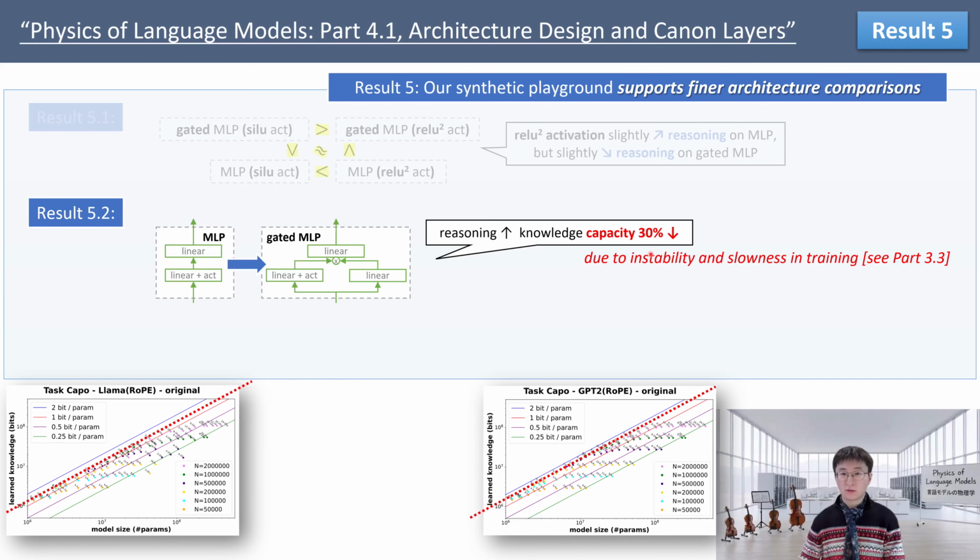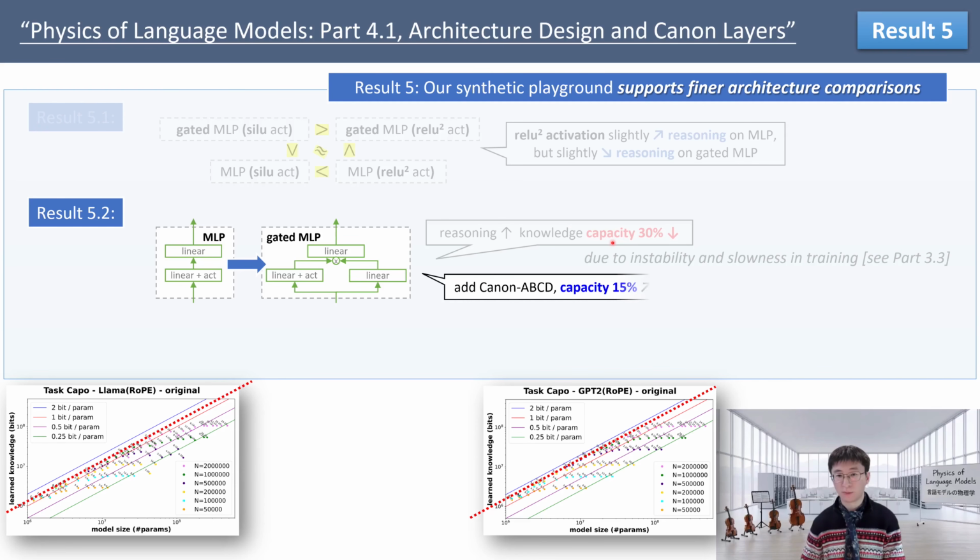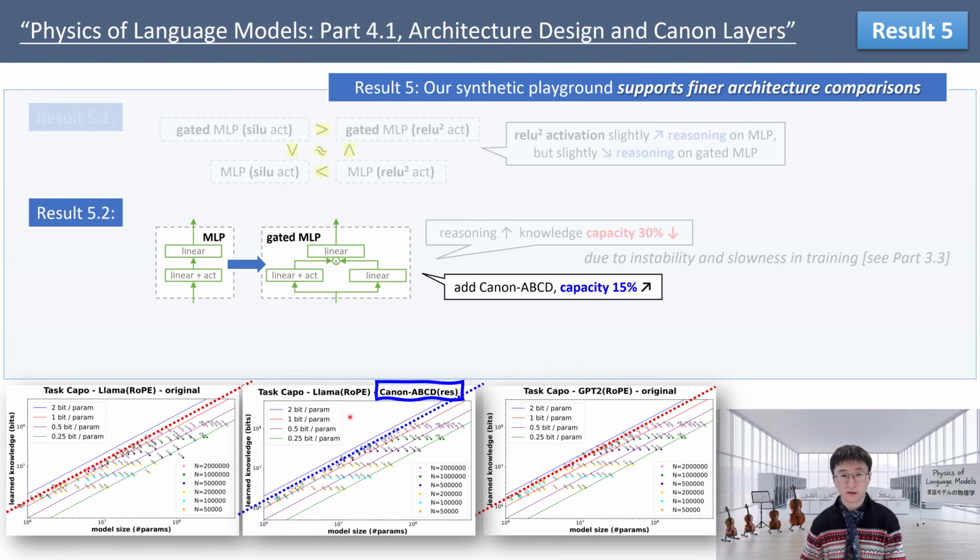The reason for that, which we studied very closely in the prior work, is that making the MLP gated is going to make the training a little bit unstable, and therefore it's learning the knowledge slower than before. So that was the cause for this capacity drop. But now comes the interesting new result: adding the Canon layers can recover about half of this capacity loss. That is, if you do gated MLP plus Canon ABCD, you can get this green frontier line that's in the middle between the two. So you can get back about 15% of the knowledge capacity.